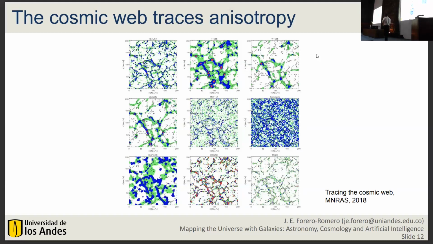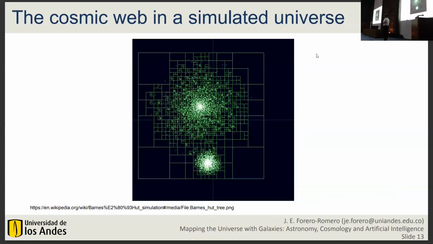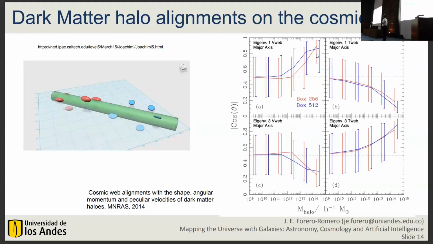What kind of questions do we want to ask with this tool? Let me summarize these questions in two families. There is a family of questions that we want to address in terms of whole populations of dark matter halos or galaxies. And the first one has to do with alignments. Why alignments? Because this is the most salient feature of the cosmic web, the anisotropy.